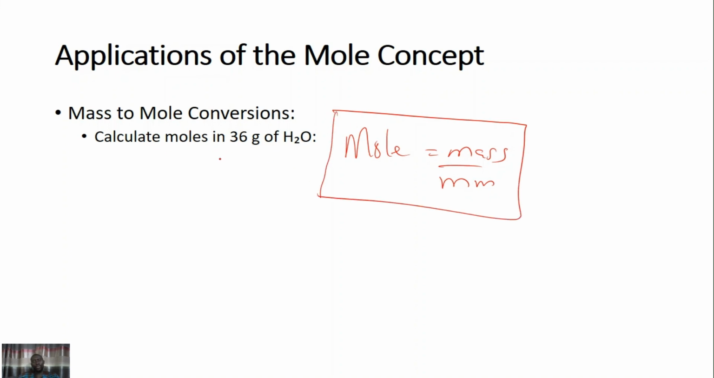So to get the mole of this 36 grams of water, it will be equal to 36, which is the mass, over the molar mass of water. The molar mass of water is 1 times 2, which is the relative atomic mass of hydrogen times 2, plus oxygen, whose relative atomic mass is 16, which equals 18. So 36 over 18 will give you 2 moles. The unit of mole is mol. Take note of the spelling. Mole is a quantity, right? And mol is the unit.